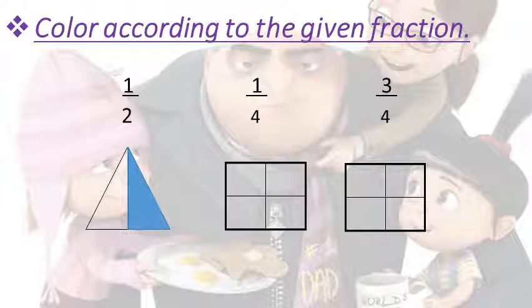Okay, here we have a square cut into 4 equal parts. And it wants us to color a quarter or 1/4. So how many parts are we gonna color? Look to the number up, just 1. So we're gonna color just 1 part.